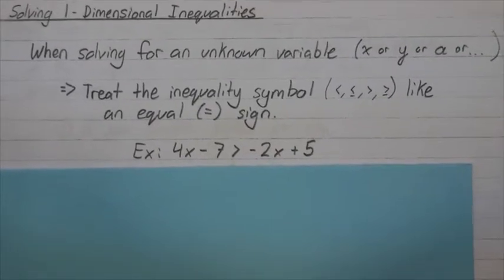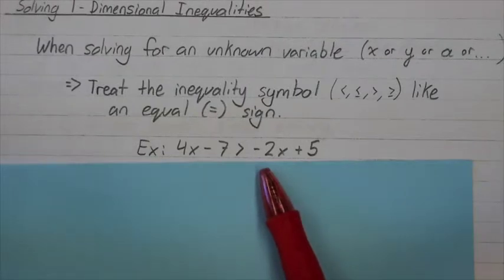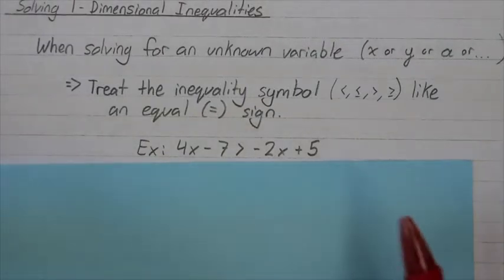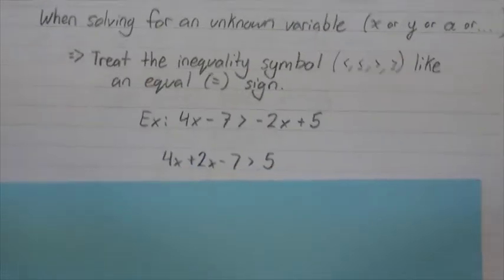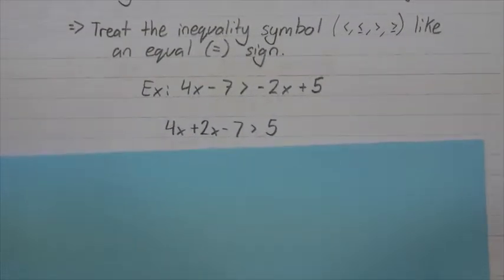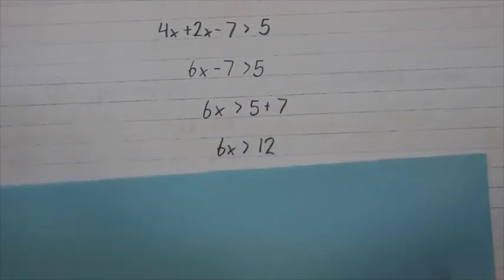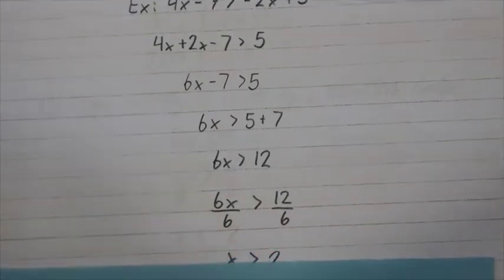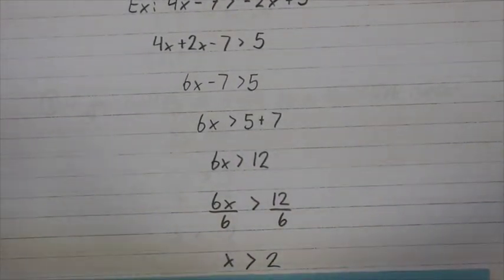So here's an example. 4x minus 7 is greater than -2x plus 5. So how do we solve this? Well, we just move along as we would if it was an equal sign. We bring the -2x over. We continue until we have a completed answer. So here our solution is that x is greater than 2.